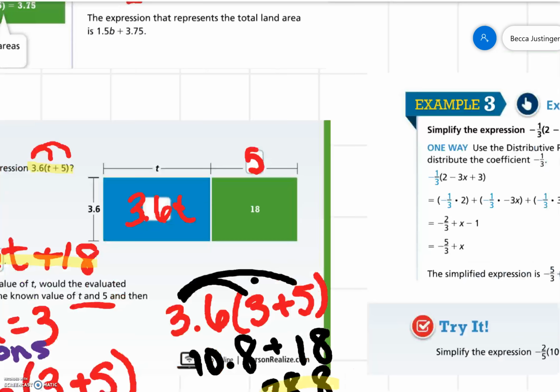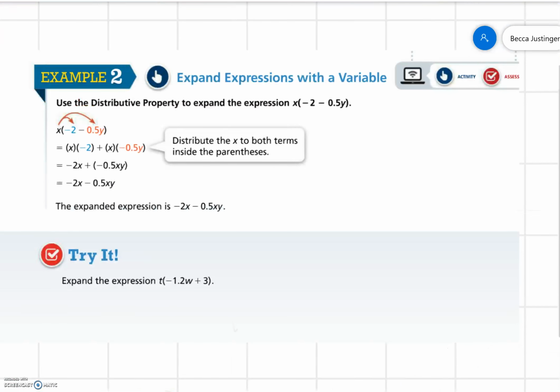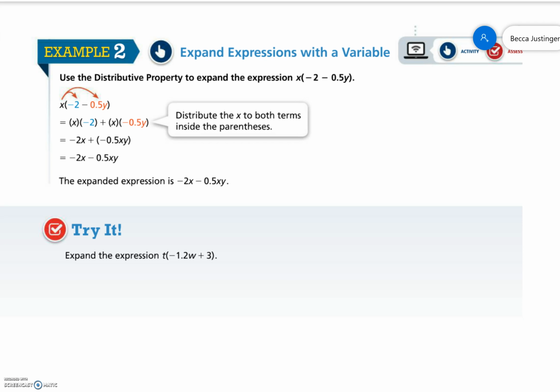All right, example number 2. Expand expressions with a variable. Use the distributive property to expand the expression. Okay, so I have a variable on the outside of the parentheses. It needs to be multiplied to everything inside the parentheses. So we do x times negative 2 and x times negative 0.5y. X times negative 2 is just negative 2x. X times negative 0.5y is just negative 0.5xy.